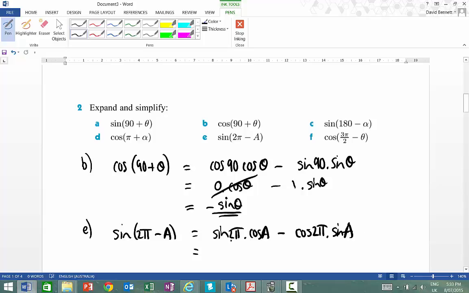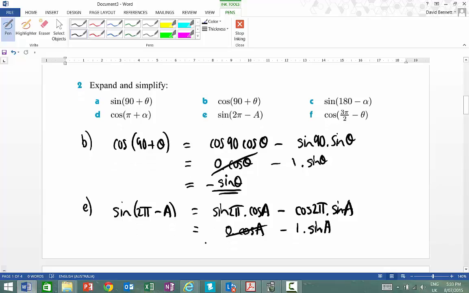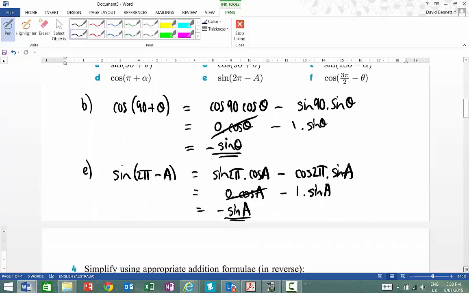So over here we know that sine of 2 pi is equal to 0. Cosine of a, it's going to go out. We know that cosine of 2 pi is equal to 1, so it's minus times sine of a. So again, this one here is going to work out to be equal to minus sine of a. So this is all about getting used to the formula, plugging in, and you can simplify it using some of your trig ratios.